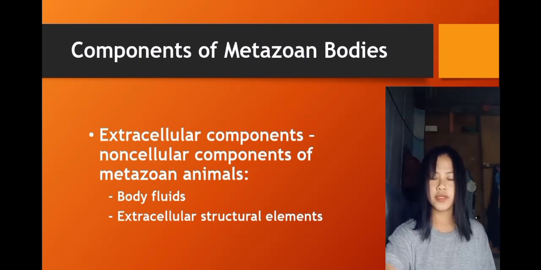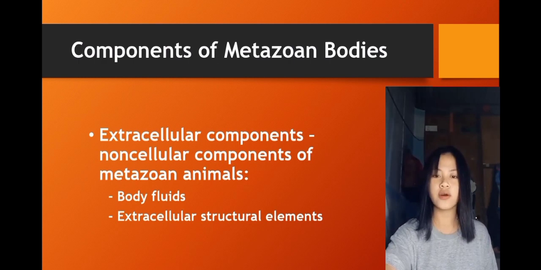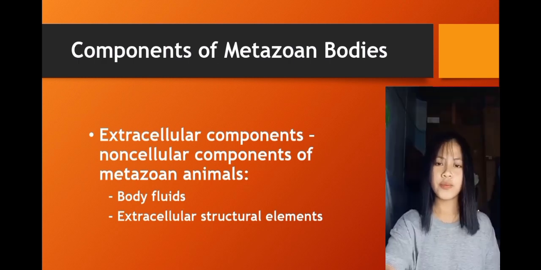Components of metazoan bodies. Extracellular components consist of a network of substances secreted by cells. Most animal cells release materials into the extracellular space. The primary components of these materials are glycoproteins and the protein collagen.